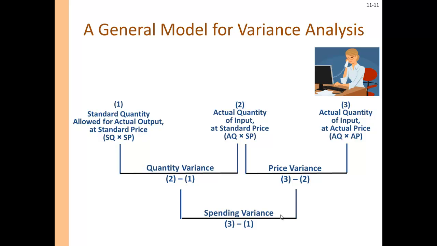So how we figure variance analysis. The very first thing we do is we take our standard quantity allowed for actual output times the standard price. So standard quantity times standard price. And then we take number 2, actual quantity of the input. So not how much we thought we were going to have, but how much we actually had in quantity times our standard price.